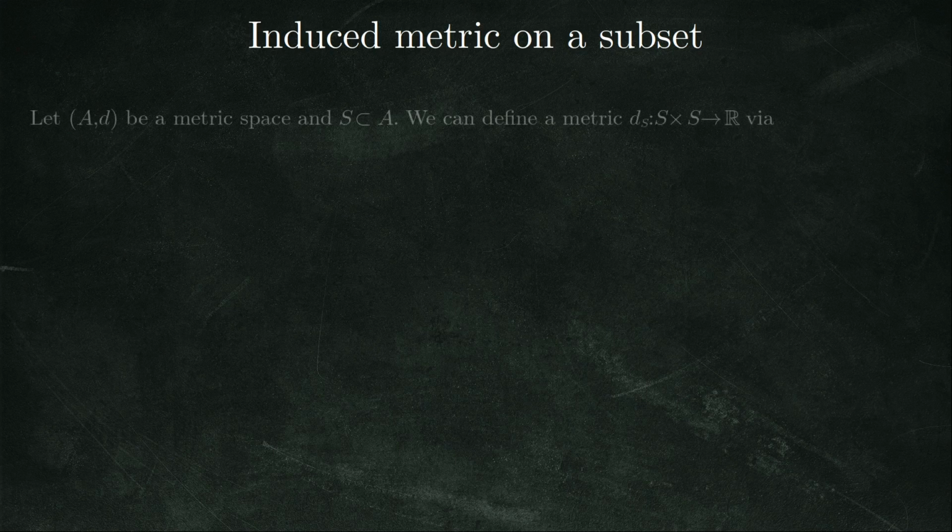So the first example is a subset metric. So if (A, d) is a metric space and S is a subset of A, then we can define a new metric, d_S, which we can sometimes call the subspace metric or the subset metric. And we define this via d_S(x, y) is just equal to d(x, y) for any two points in the subset. Now this may seem kind of obvious that we haven't really done anything, right? We've just taken the two points and we've just used the original metric.